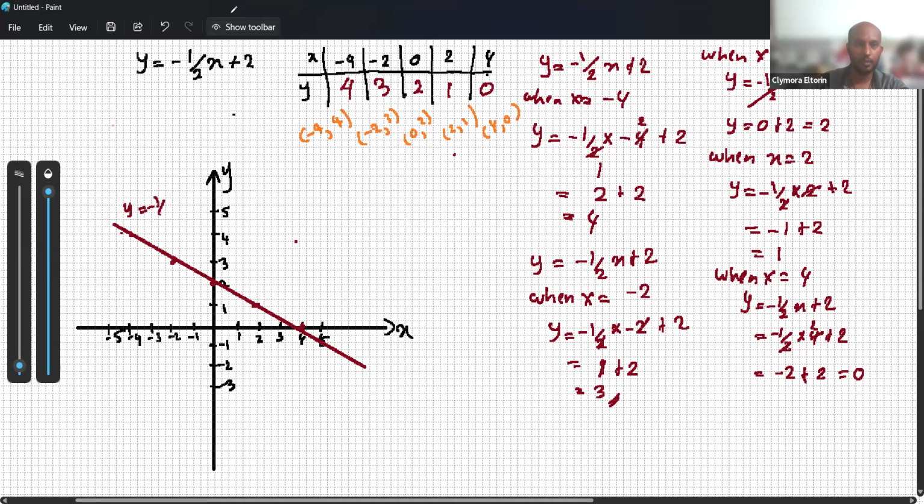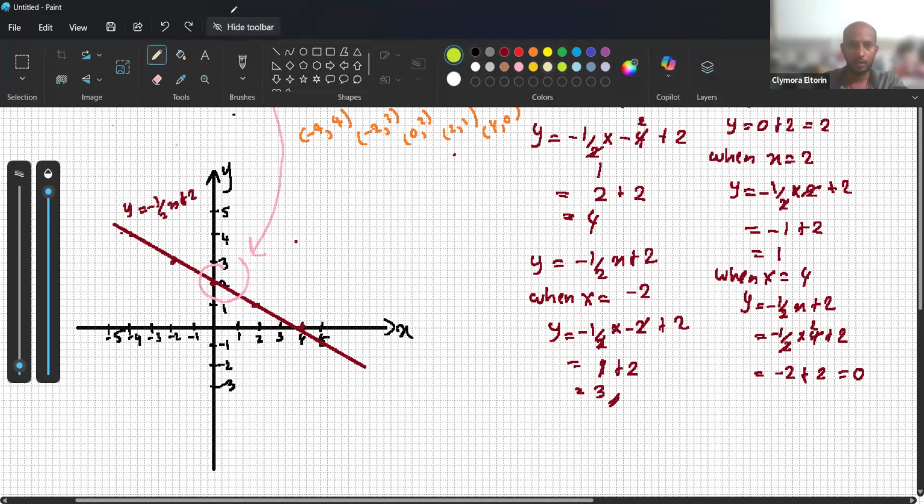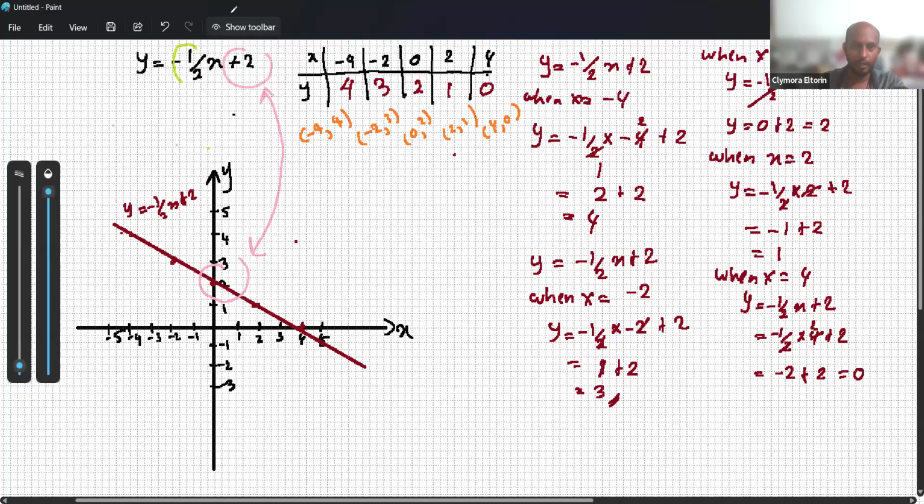y equals minus half x plus 2. Take a look at what's happened. The intercept is plus 2, so the graph also goes through plus 2. And also the gradient is negative, so it makes an obtuse angle. That's the way. These are the things you need to do.